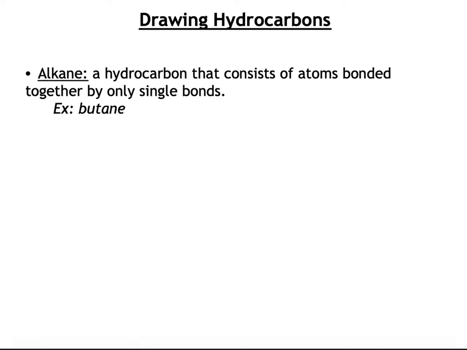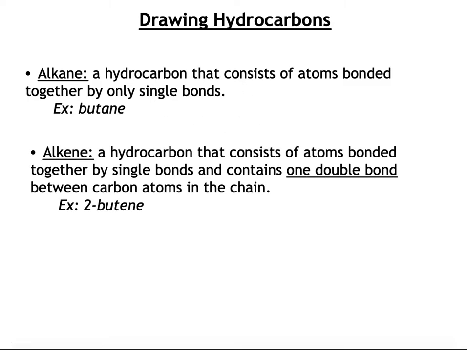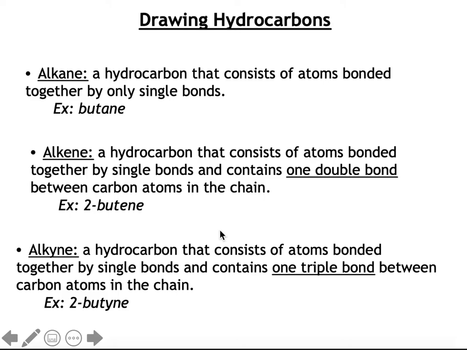One being an alkane, which is an atom or a molecule that's only made by single bonds. So if it ends in this ANE, it is an alkane and it only has single bonds. An alkene is a hydrocarbon that has one double bond between carbon atoms. So 2-butene, I'm going to go into depth on what this 2 means, but you can tell it's an alkene, ENE, because it ends in ENE. And finally, an alkyne has a triple bond, so if it ends in this YNE, you know that there's a triple bond somewhere in the compound.